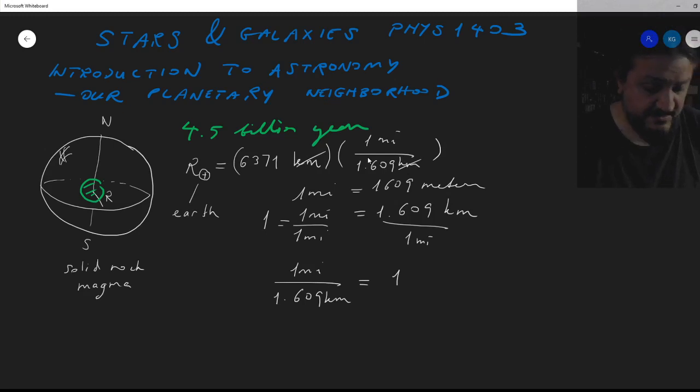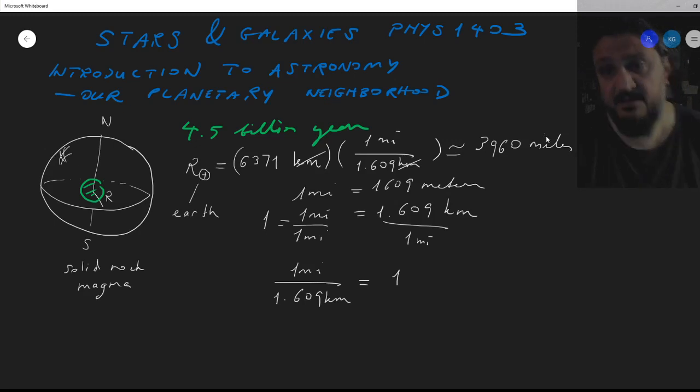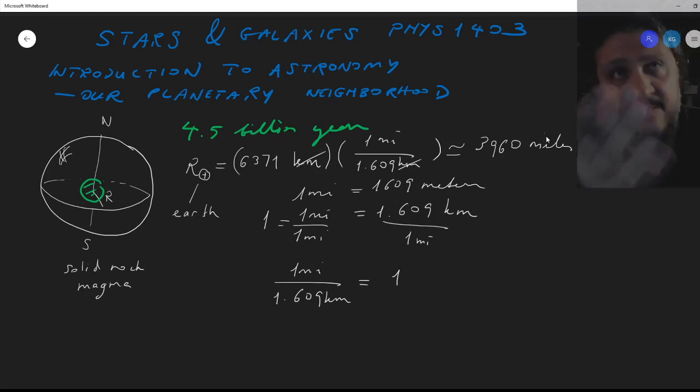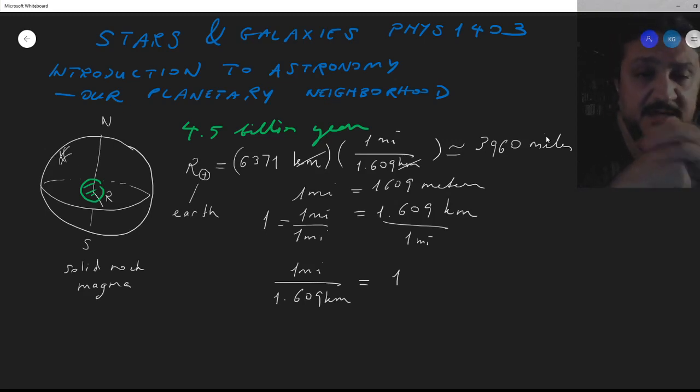So 6,371 divided by 1.609 gives 3,959, about 3,960, approximately 3,960 miles. Okay, 3,960 miles is the radius of the Earth. Now, you can find numbers online, the radius at the equator or some average radius, but let's stick with this number for now. This will give us an idea how big Earth is, right?